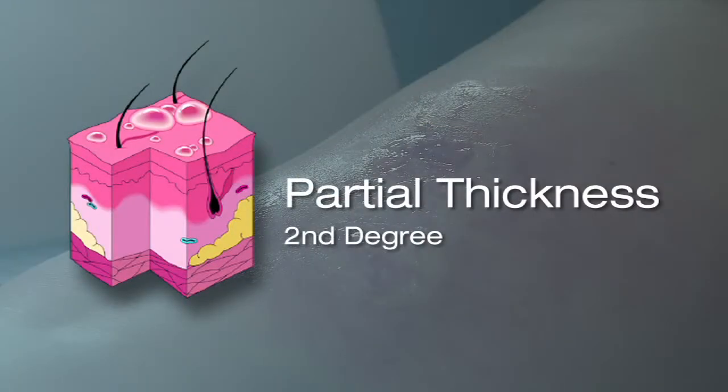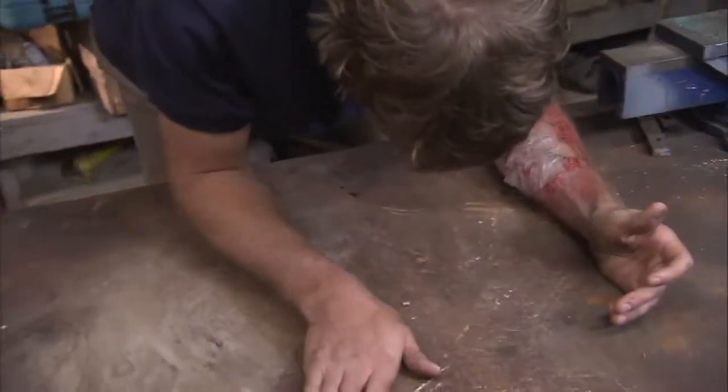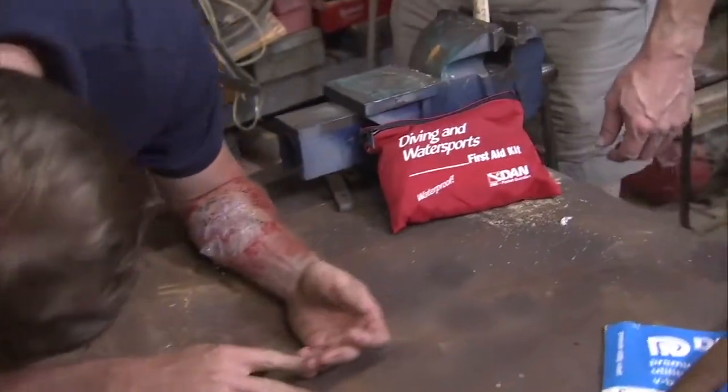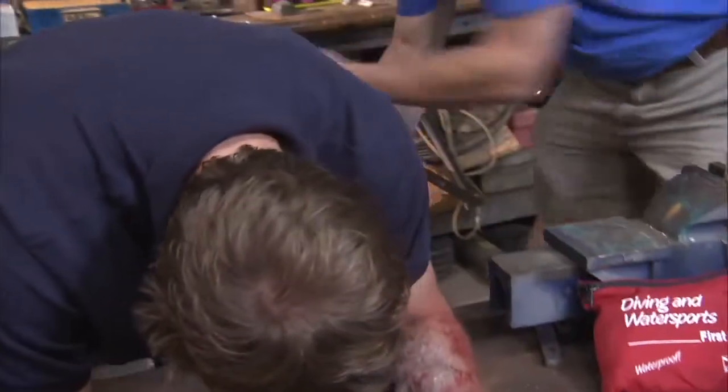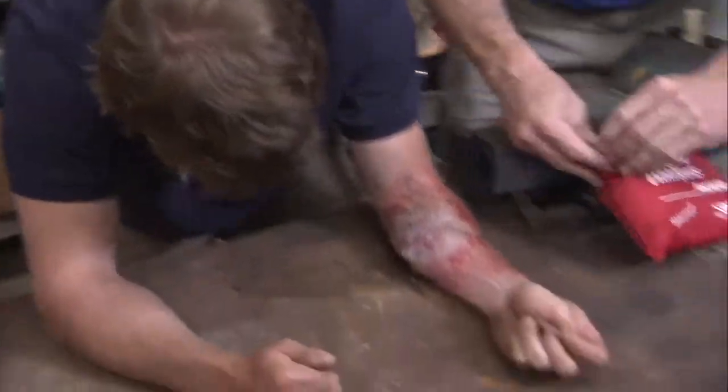A partial thickness burn, or a second-degree burn, involves not only the epidermis, but also the lower layer, the dermis, as well. A partial thickness burn will appear white to cherry red. It may be moist if the epidermis is violated, and it may look mottled. There may also be blisters on the skin. These burns are extremely painful.